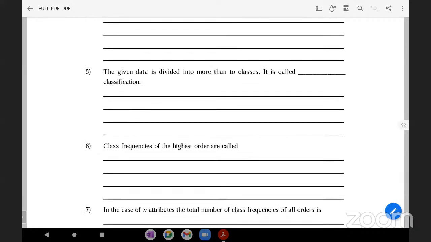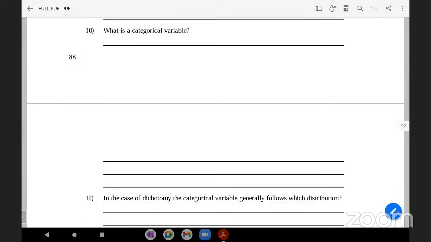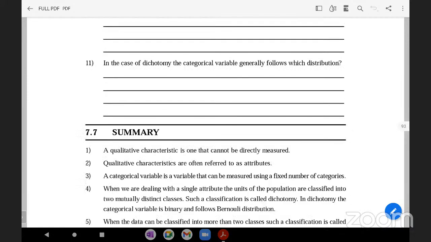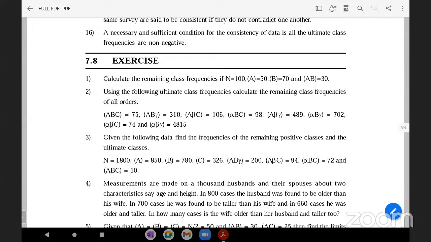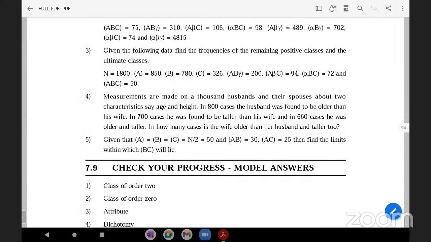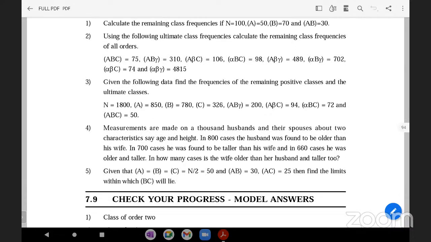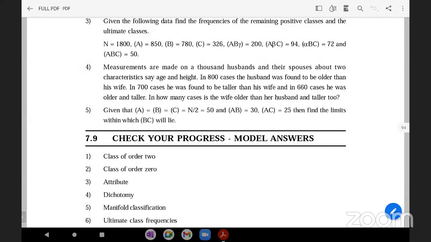Next, all these are homework. We can do them. These are simple, similar problems. All the problems you do here itself, today itself, you complete them.